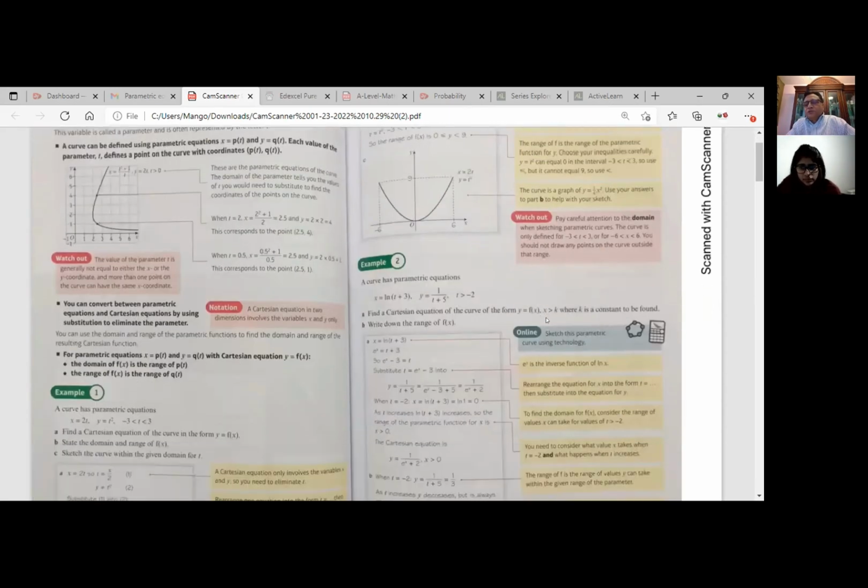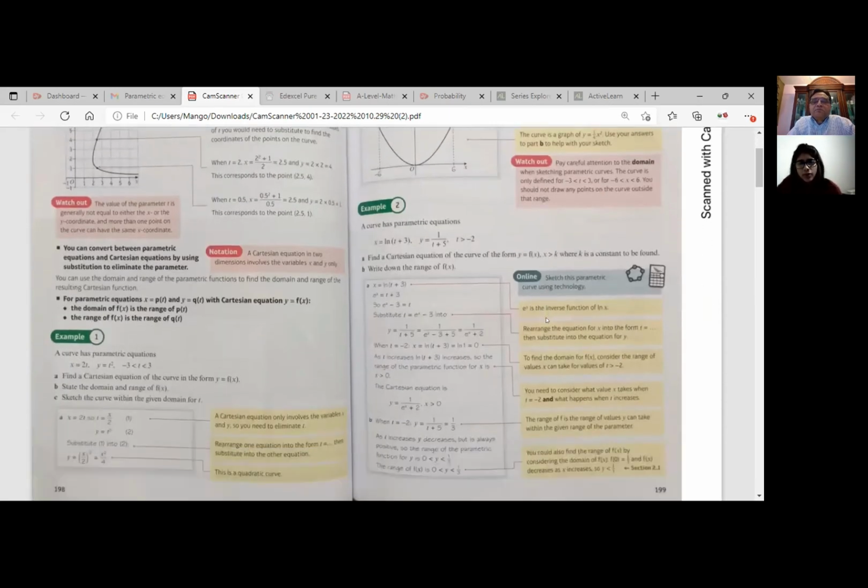But in the inequality, they have written that y is greater than or equal to 0 and y is less than 9, right? Clear. So this is very important, okay? Now let's go through the second example also, and then we'll take up some questions from your exercise.